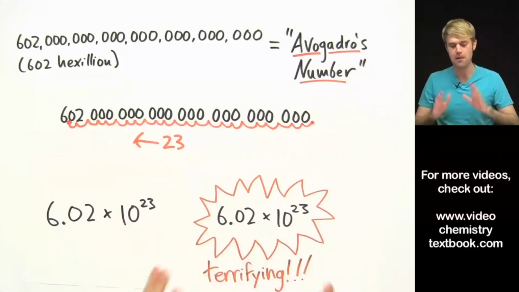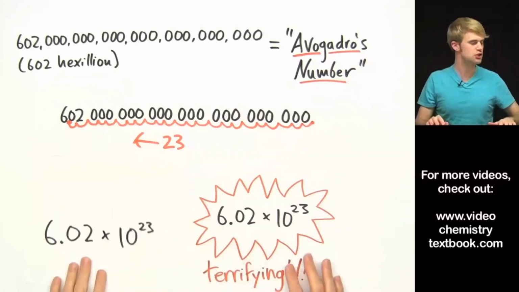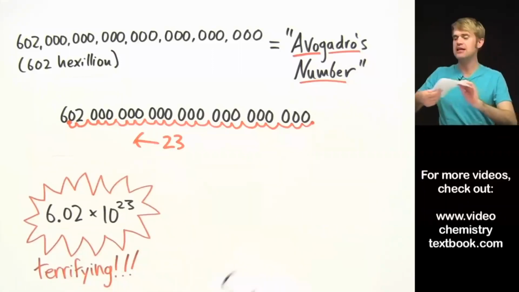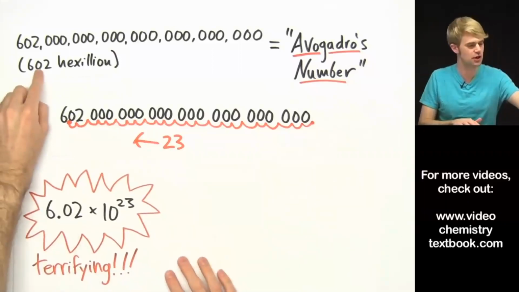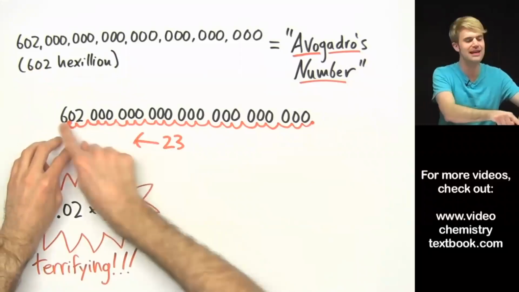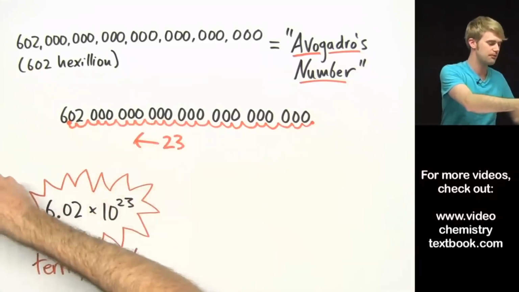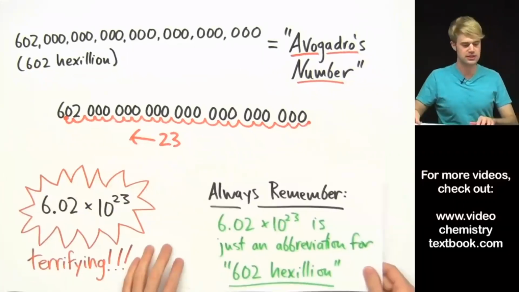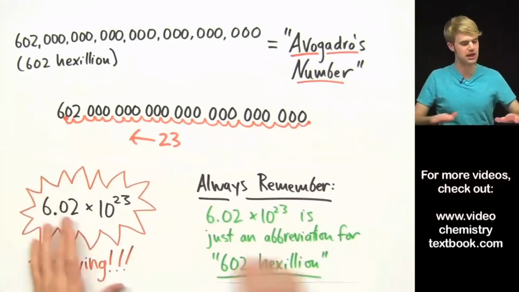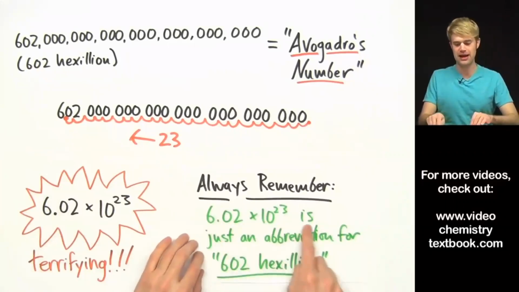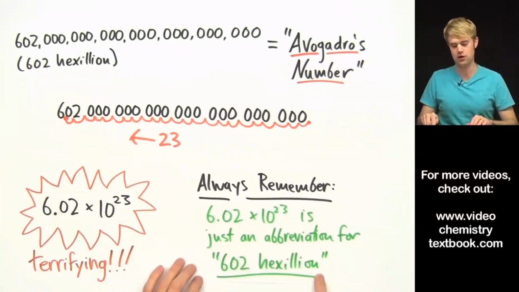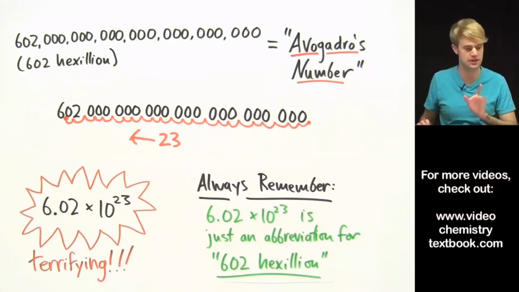6.02 times 10 to the 23rd might look a little terrible, but just remember that it is an abbreviation for 602 hexillion. It is an abbreviation for this very large number here. Every time you see 6.02 times 10 to the 23rd, just remember that it is an abbreviation for 602 hexillion.